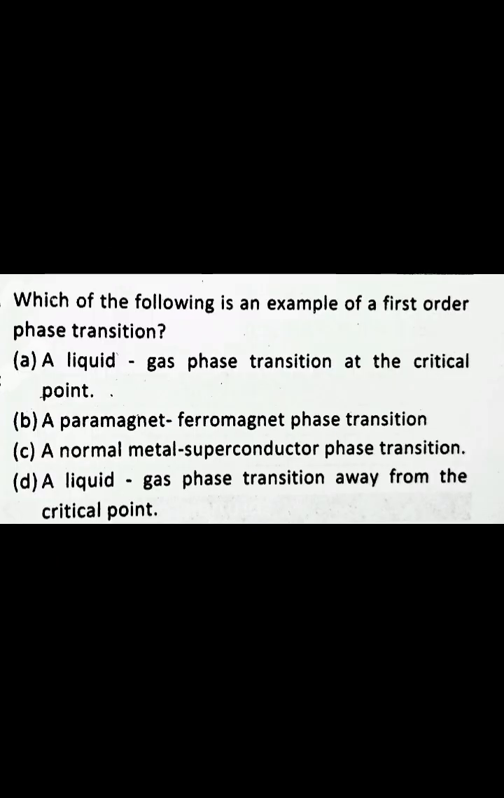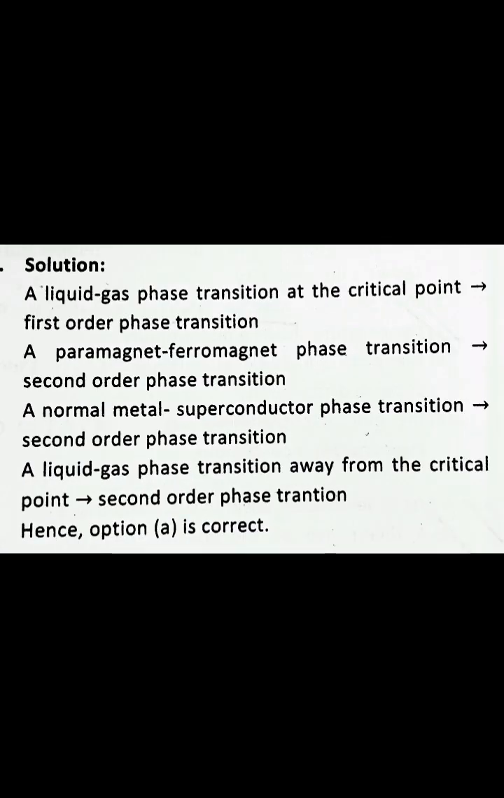The next question is, which of the following is an example of a first order phase transition? The liquid gas phase transition at the critical point is a first order phase transition. A paramagnetic to ferromagnetic phase transition is a second order phase transition. A normal metal to a superconductor phase transition is a second order phase transition. A liquid gas phase transition away from the critical point is a second order phase transition. So the answer is option A.